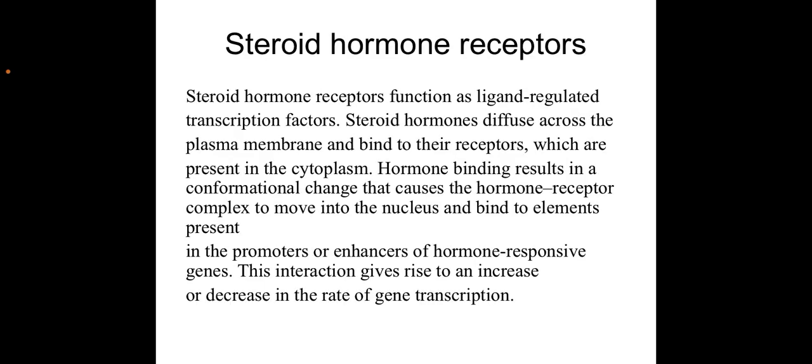And if we talk about the steroid hormone receptors, the second type, these receptors function as ligand-regulated transcription factors. Steroid hormones diffuse across the plasma membrane and bind to receptors which are present in the cytoplasm. Hormone binding results in a conformational change that causes the hormone receptor complex to move into the nucleus and bind to elements present in the promoters or enhancers of the hormone responsive genes. This interaction gives rise to an increase or decrease in the rate of gene transcription.